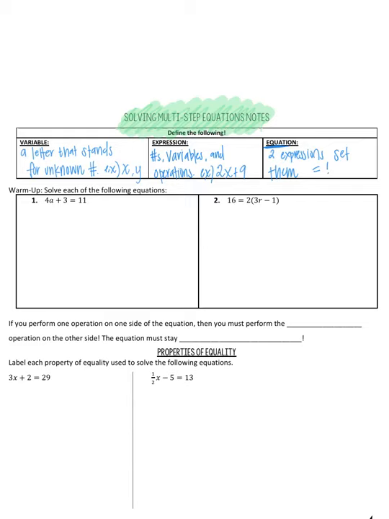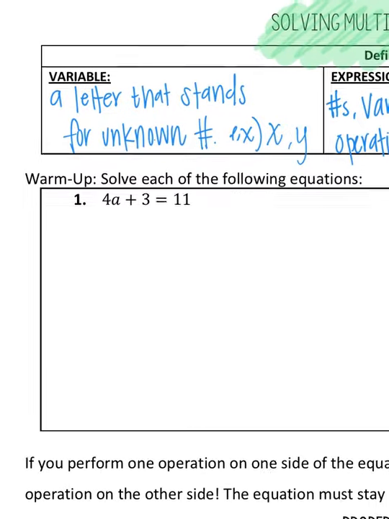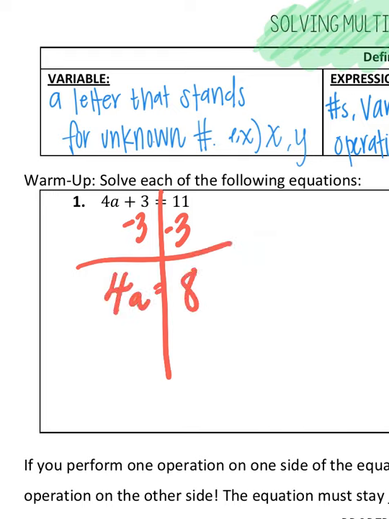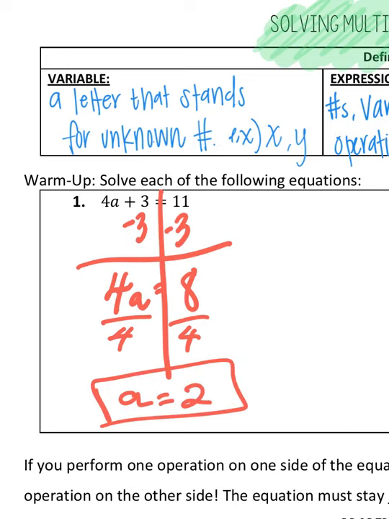All right, let's check this out. So we got 4a plus 3 equals 11. Hopefully the first thing you did was recognize where your variable is. That's what we're trying to isolate. We need to get rid of that 3 first, so we subtract it from the left side. We get 4a equals 8. And then, because multiplication is occurring between the 4 and the a, you should divide by 4 to get your final answer: a equals 2.